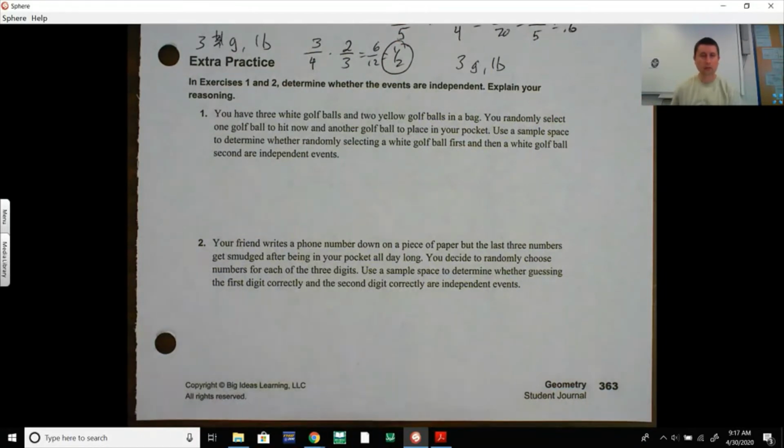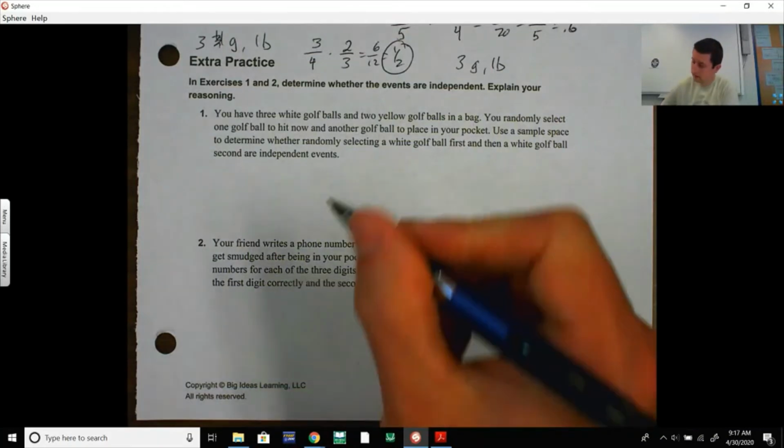So let's think of this without the sample space here, because sample spaces get pretty long and tedious. When you pick out your first golf ball, can you pick that same golf ball again? Are you putting it back, and can it be your second golf ball? Can the same golf ball be your first and second? Well, no, that's silly. So these are going to be dependent events.